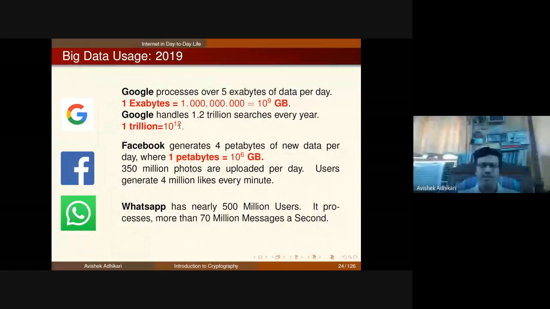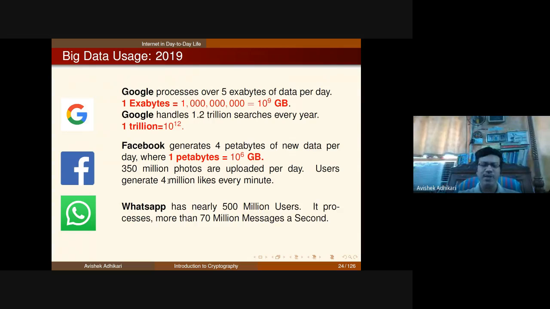So Facebook is not far behind. Facebook generates 4 petabyte of new data per day. 1 petabyte is 10 to the power 6 GB. So 4 into 10 to the power 6 GB of data per day. 350 million photos are uploaded per day. Users generate 4 million likes every minute. 4 million likes means 40 lakh likes every minute.